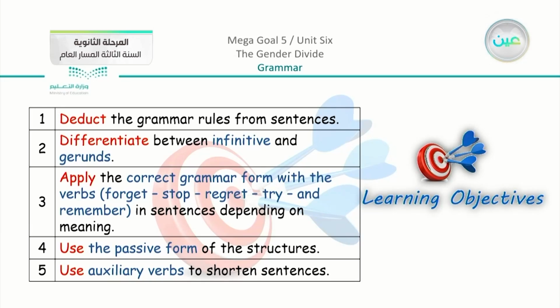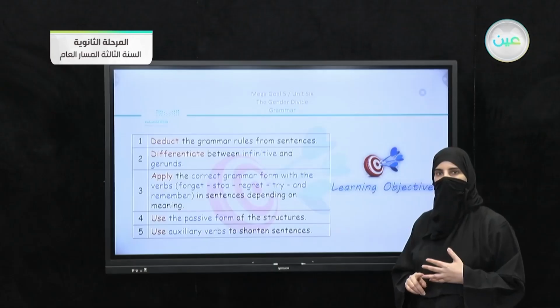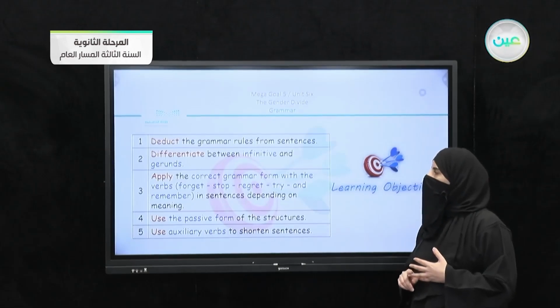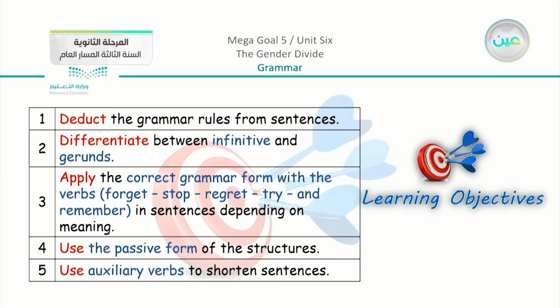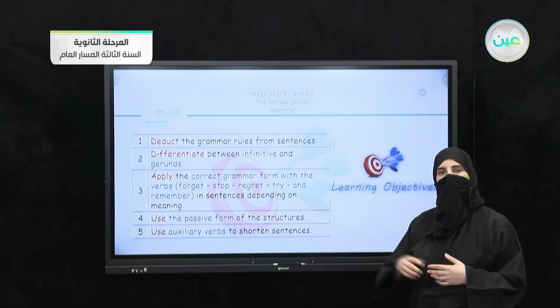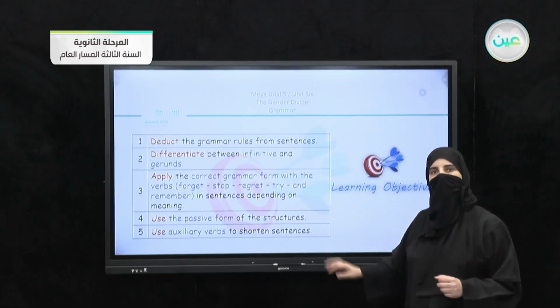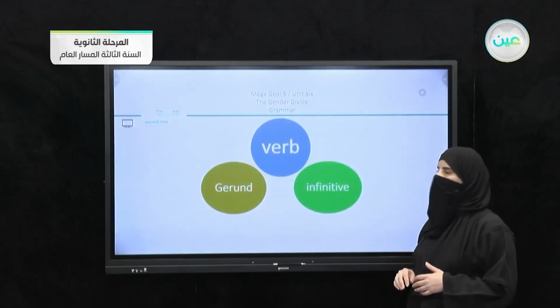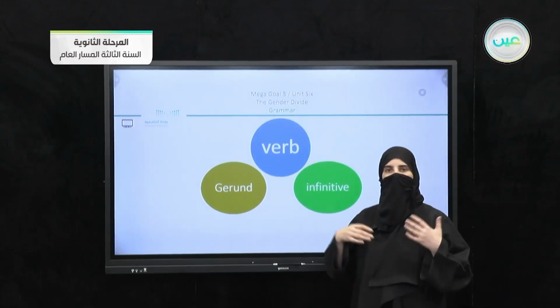Number two, to differentiate between infinitive and gerunds. Number three, to apply the correct grammar form with the verbs forget, stop, regret, try, and remember in sentences depending on meaning. We have number four, to use the passive form of the structures. And we have number five, to use auxiliary verbs to shorten sentences. Now you can see that we have a lot to do, but actually it is all combined. So we are going to start first by just differentiating.